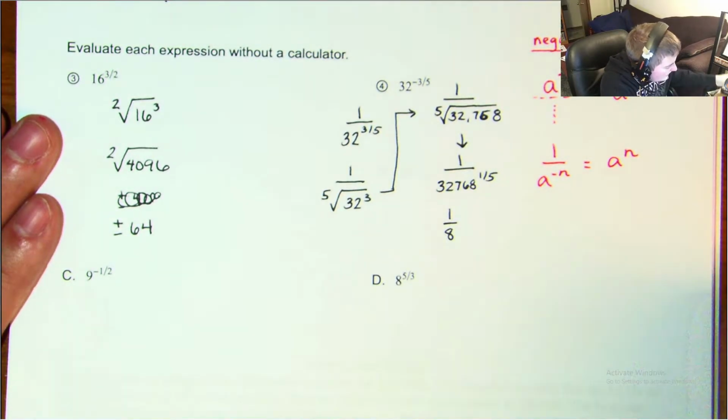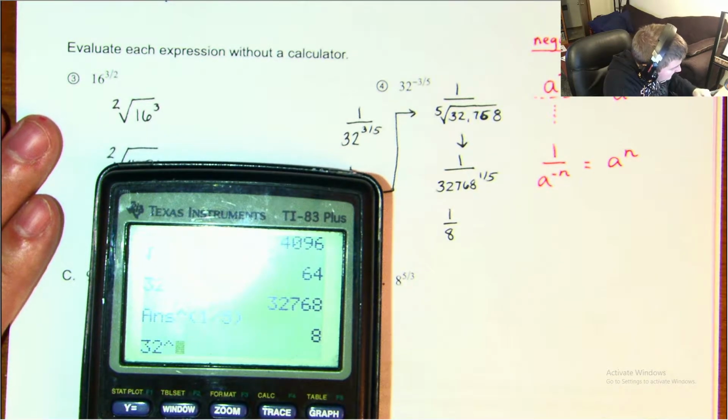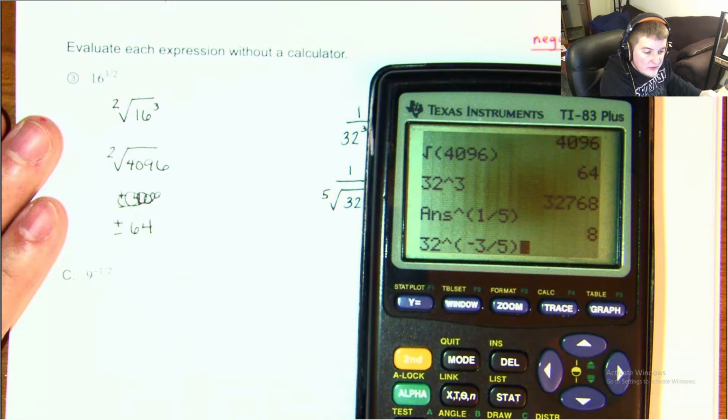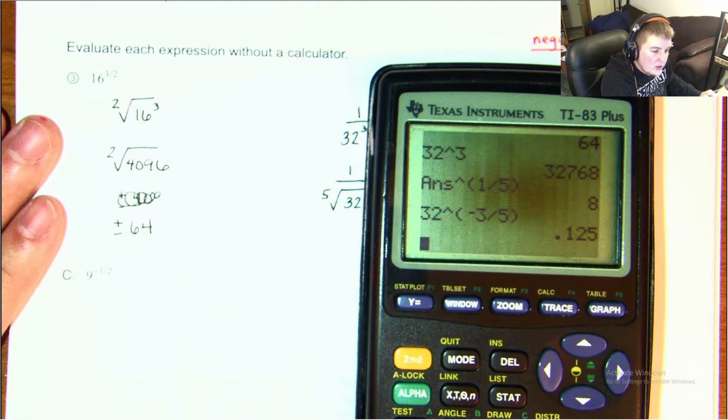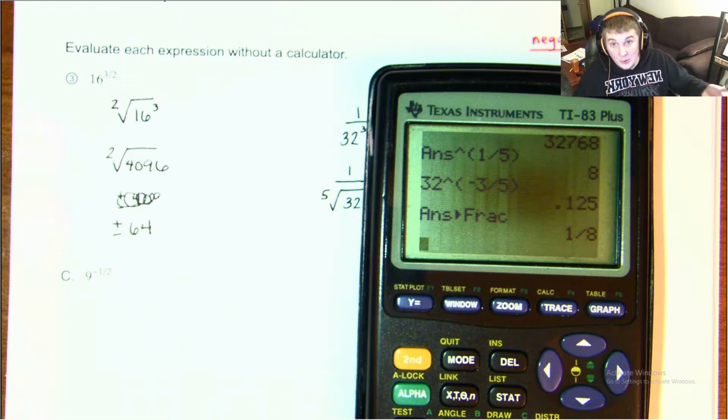Okay, and let's go ahead and double check that with the calculator. I mean, there's nothing wrong with using the technology that we have available to us. -3/5. Okay, so when I take it to the -3/5, we get 0.125, but we can go to math and fraction and simplify that, and we see that it does end up being 1/8.